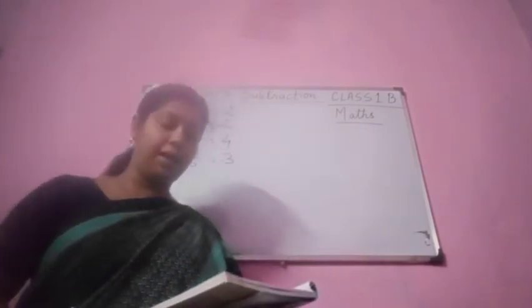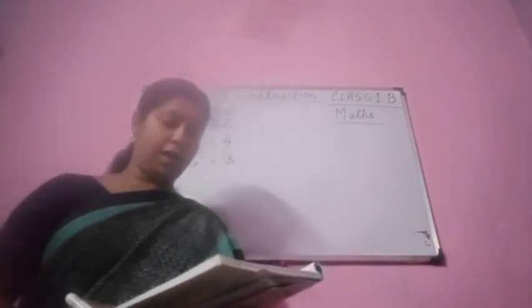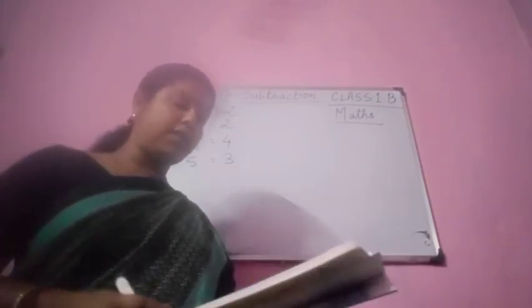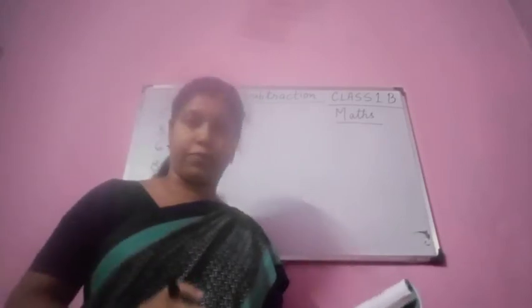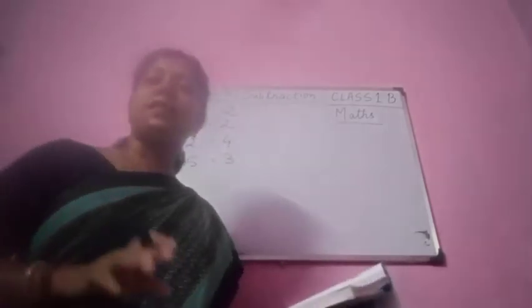You see 6 minus 2. 6 children are playing and 2 children went away. So 6 minus 2 will be 4. Okay. Then you see here 4 glasses of cold drinks are there, minus 3 cold drinks. If you have drunk 3 glasses of cold drinks, how many are left? So only 1 is left. Okay, 4 minus 3 will be 1.